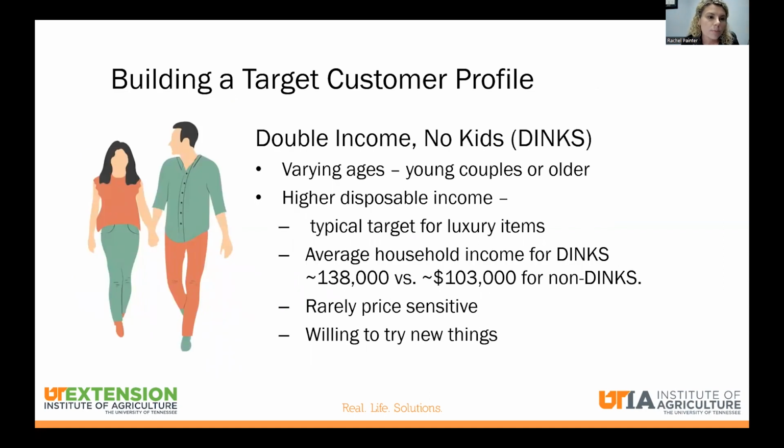So for CutFlowers, we might have a target customer profile of DINKs, double income, no kids. This typically means that they have higher disposable income because they have double income and they are not spending it on children. That doesn't mean that they aren't spending it on their nieces and nephews and their pets, for instance, but it typically means that they have a higher average household income. Here, for example, you can find that they have an average household income of $138,000 versus $103,000 for non-DINKs.